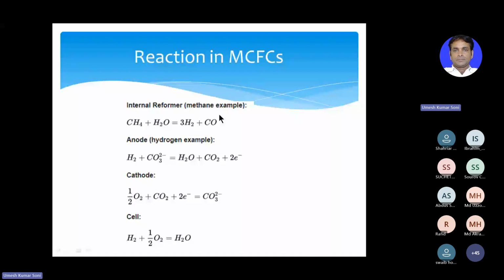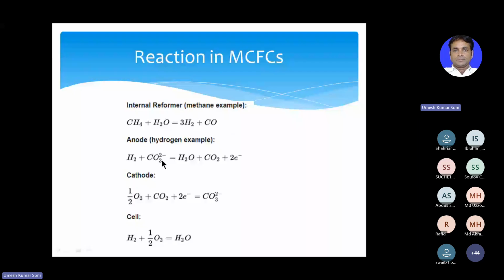In the anode, what happens? The carbonate ion reacts with the hydrogen. Okay, here what is this? Is this a reaction on the electrodes? No, it is the reaction in the internal reformer. What is the reformer? It changes carbonic fuels into useful hydrogen, and another byproduct may be there, that is carbon dioxide or carbon monoxide. So here the anode has the reaction of hydrogen and carbonate ion.